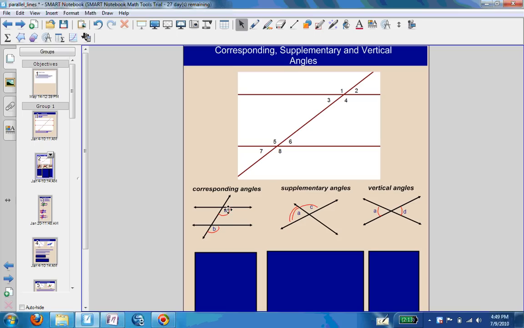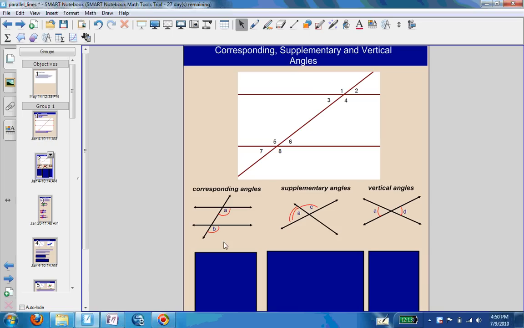And basically all this tells you is that since these two lines are parallel, all the angles up here that fall in the same position as all the angles down here have the same measurement. They're exactly the same. So for example, angle 1 and angle 5 are the same angle, just on different parallel lines. So they have the same measure. Angle 3 and angle 7 are going to have the same measure. You can kind of look at it and tell too. Angle 2 and angle 6 are going to have the same measure, and angle 4 and angle 8 are going to have the same measure.